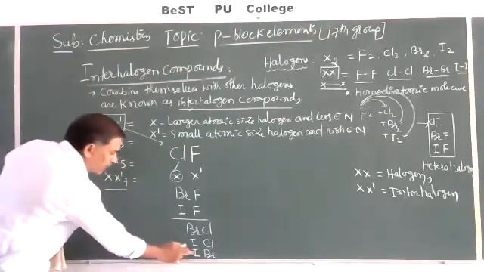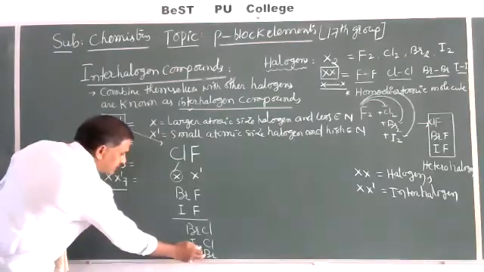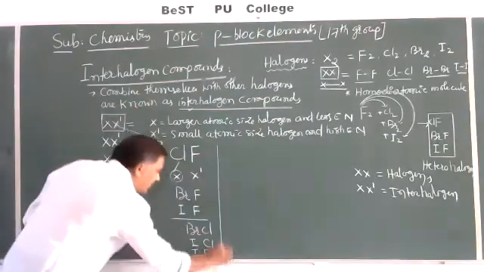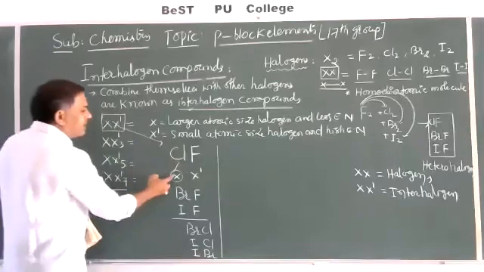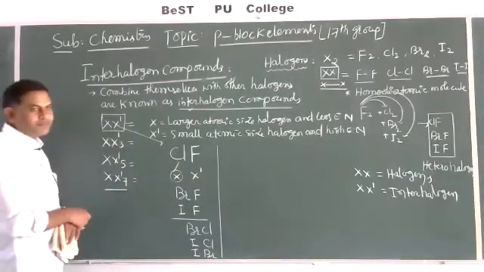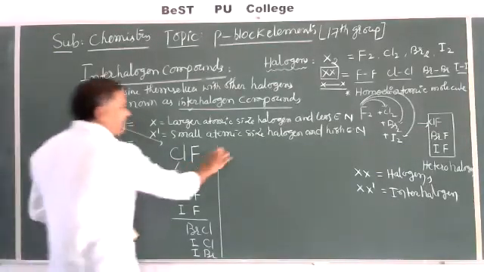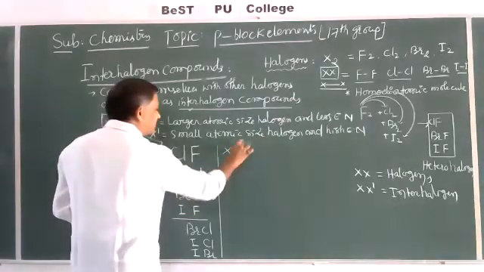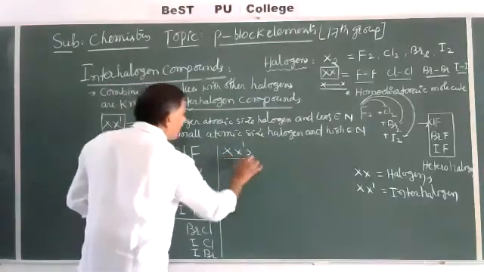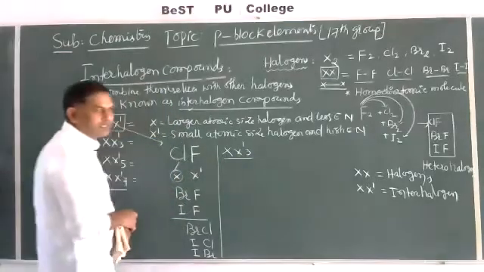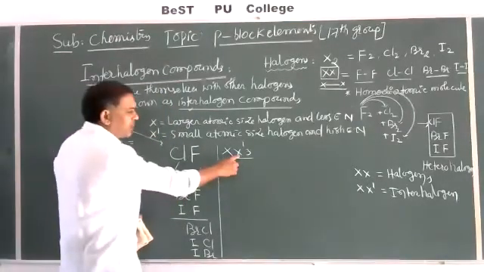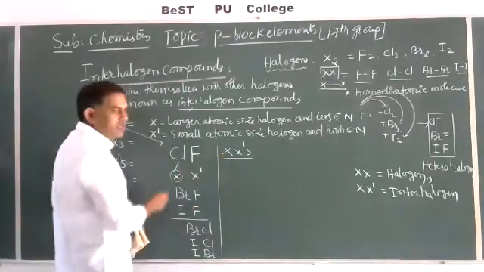So compared to iodine, bromine size is small, that is this is X'. These are some important examples for XX' combination. Now here next one is XX'3. Now X' is always smaller in size. This is larger in size.